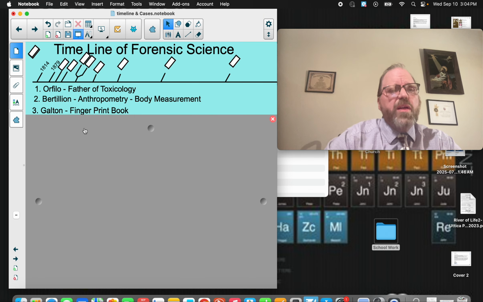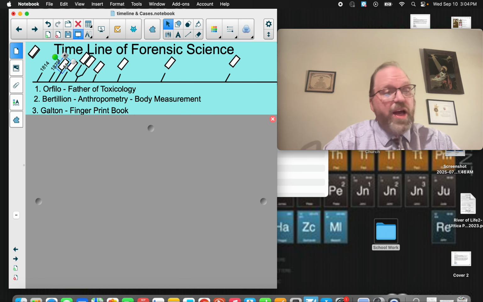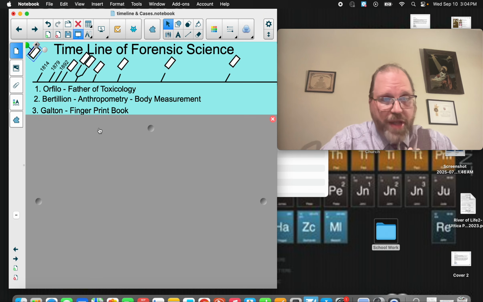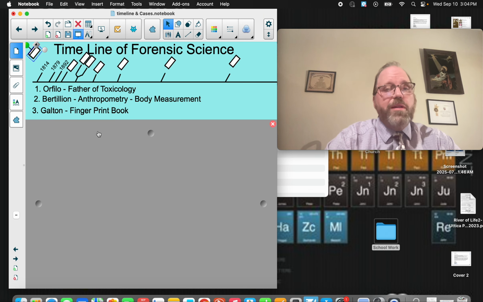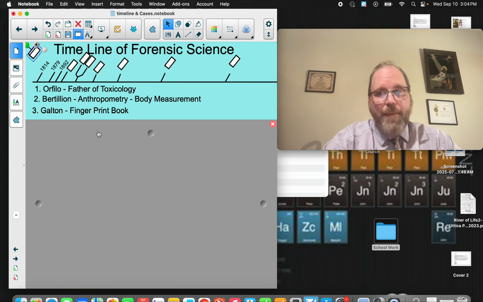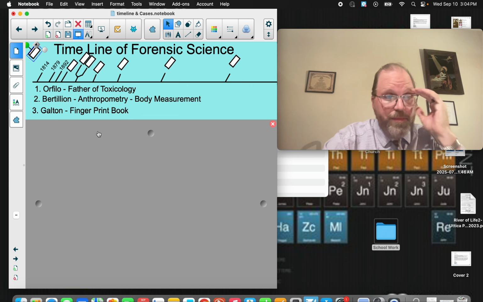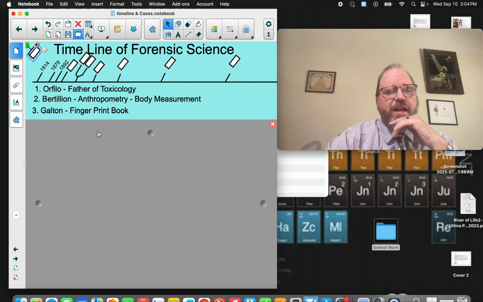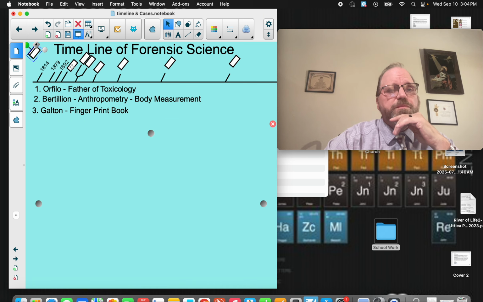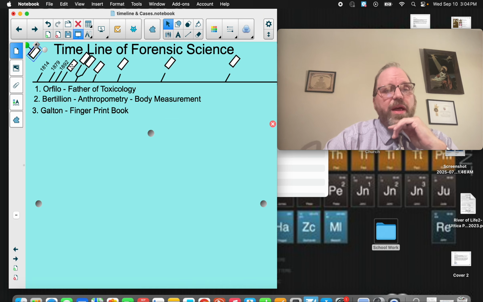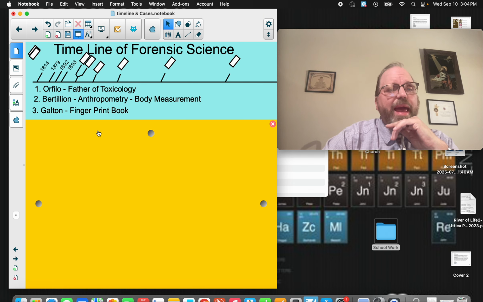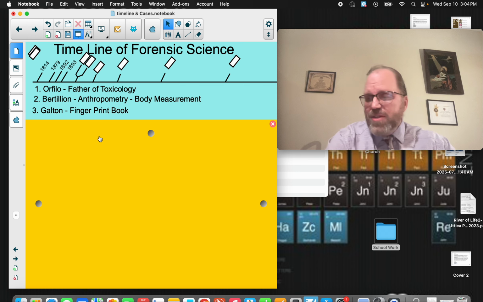All right. Third is a gentleman named Francis Galton. He's English, and he's the first one to begin to do fingerprinting. We're going to do an entire section on fingerprinting, the different types there are, how many points are necessary. But Sir Francis Galton was the first to look at fingerprints and identify them, and that was in the year 1892.